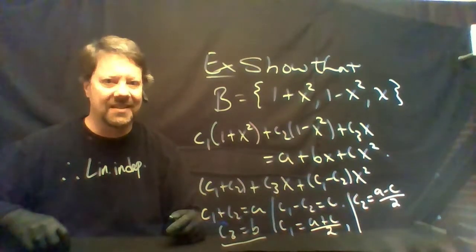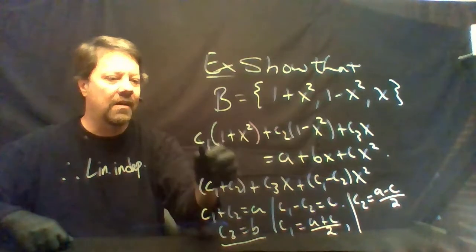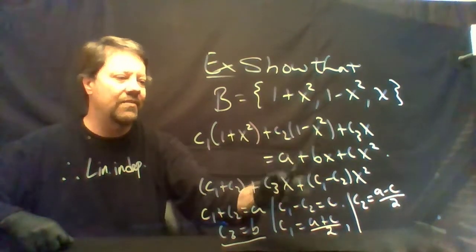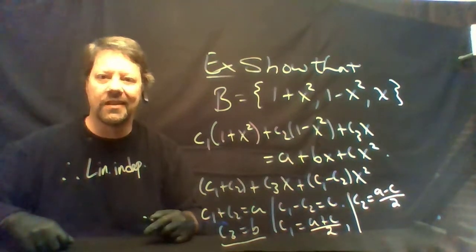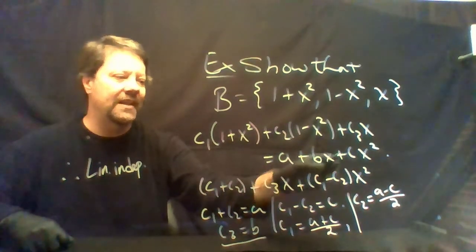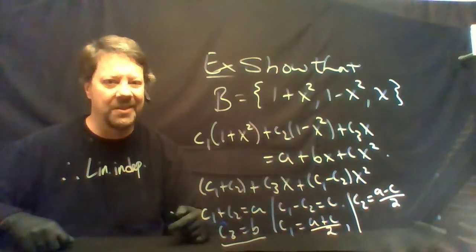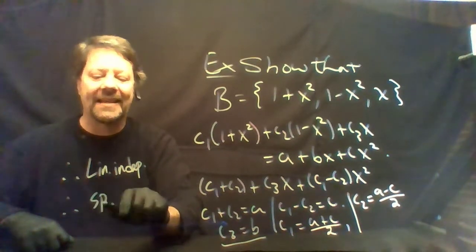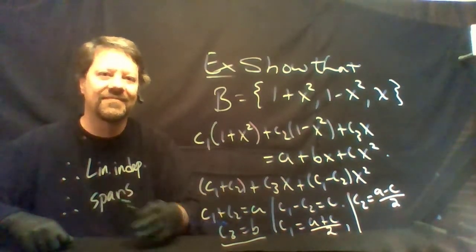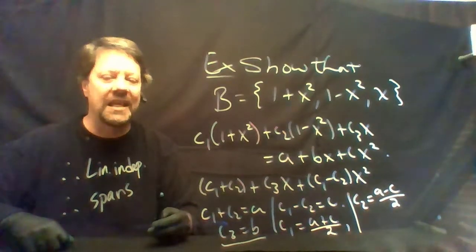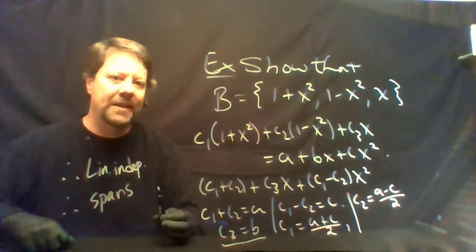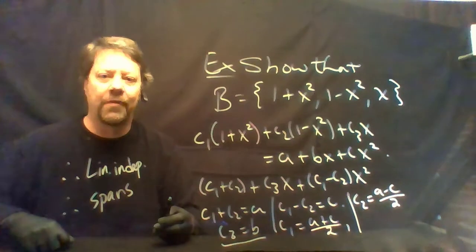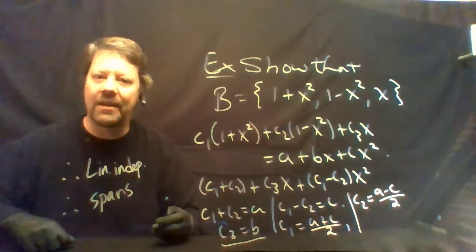So we get consistency. We find that there are constants C1, C2, and C3 by which we can construct an arbitrary polynomial a plus bx plus cx squared in P2. We deduce then that it spans. For a set B to span a vector space V means for the span of B to be equal to V.